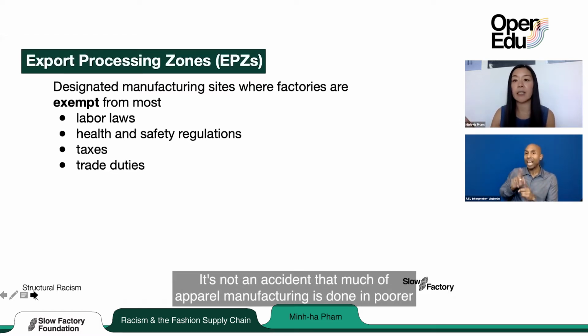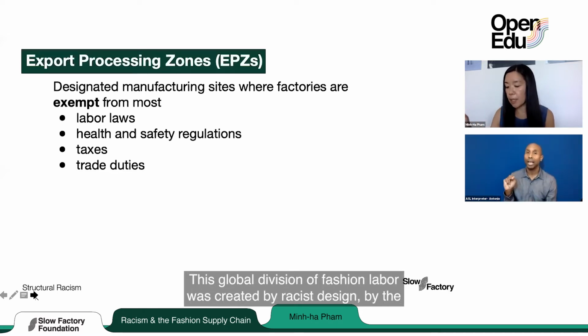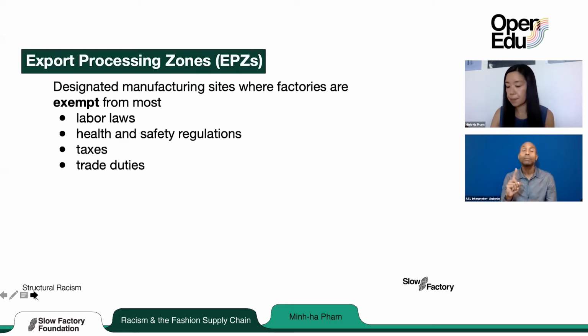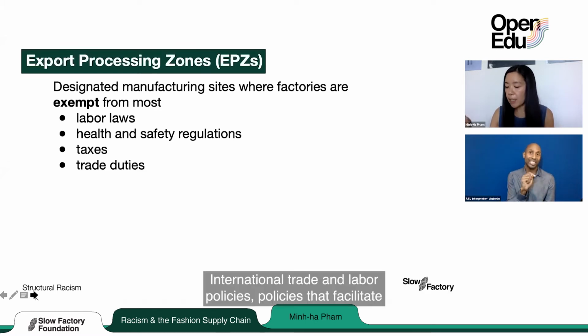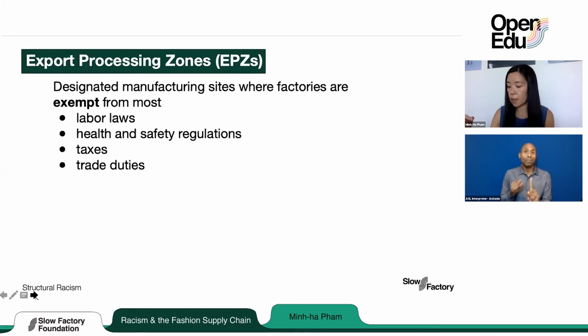It's not an accident that much of apparel manufacturing is done in poorer countries, and often countries that are non-white countries, right? This global division of fashion labor was created by racist design, by the racist design of globalization policies. International trade and labor policies, policies that facilitate globalization and global fashion, are the very definition of racism.